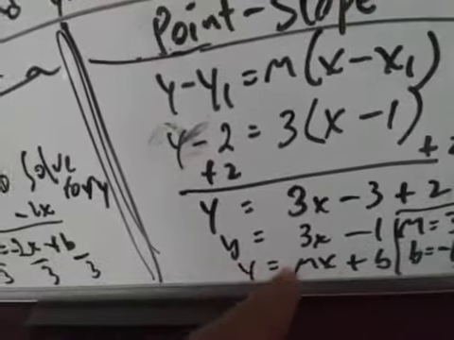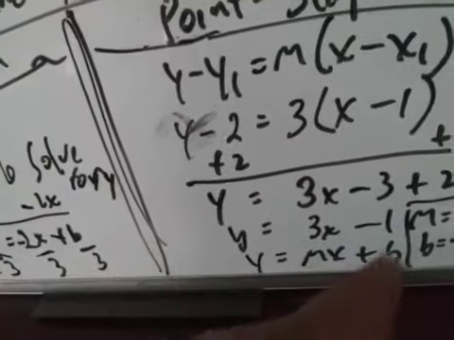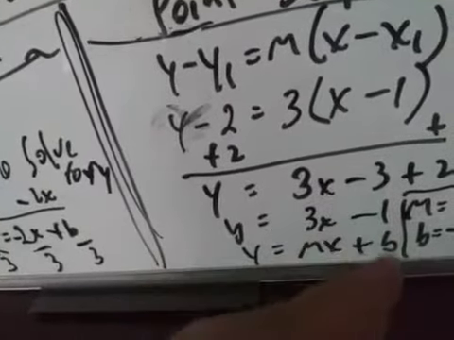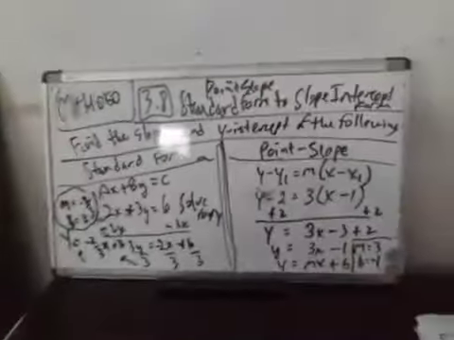So now we can put y equals mx plus b up underneath. And you see the slope is 3 and the y-intercept is negative 1, right? Because this is negative here. So that's your answer. So that's how you do this, right?